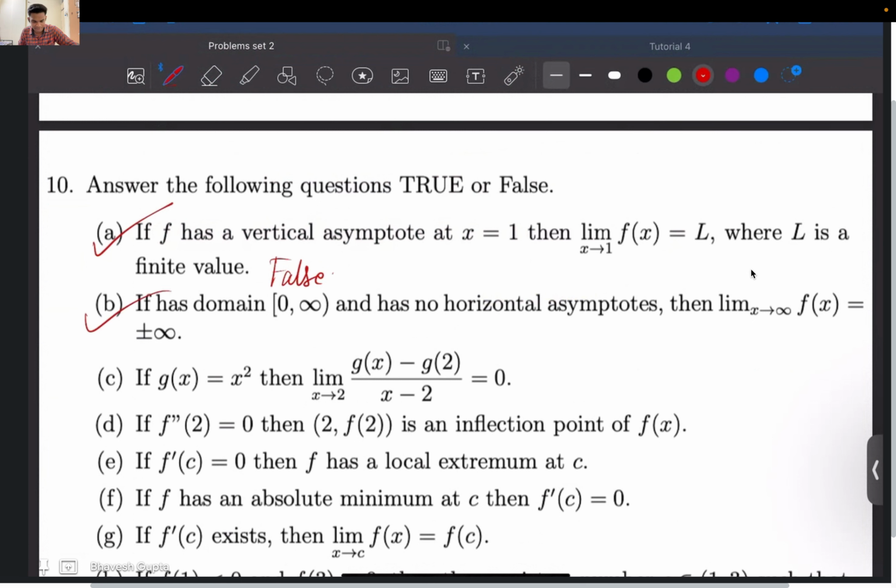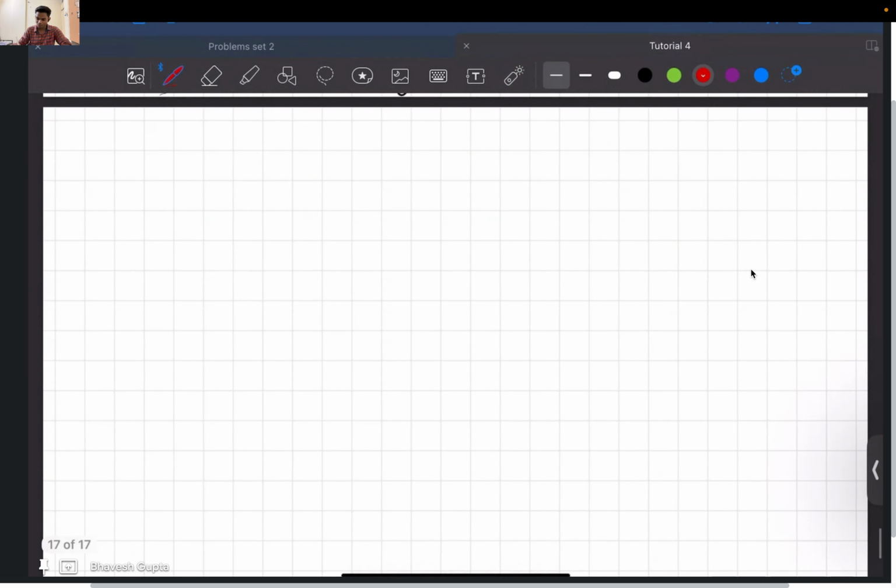Let's go back to the B statement. If a domain is positive for a given function and it has no horizontal asymptote, the horizontal asymptotes are different than the vertical asymptotes. For example, I can give you this example as a horizontal asymptote.